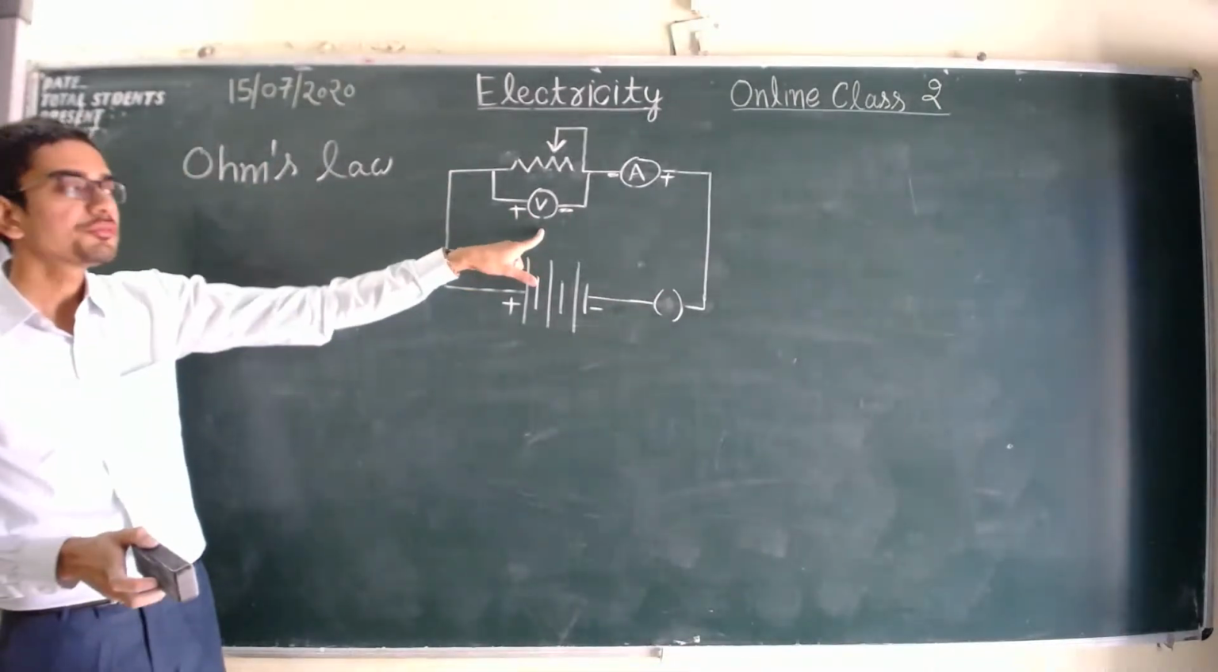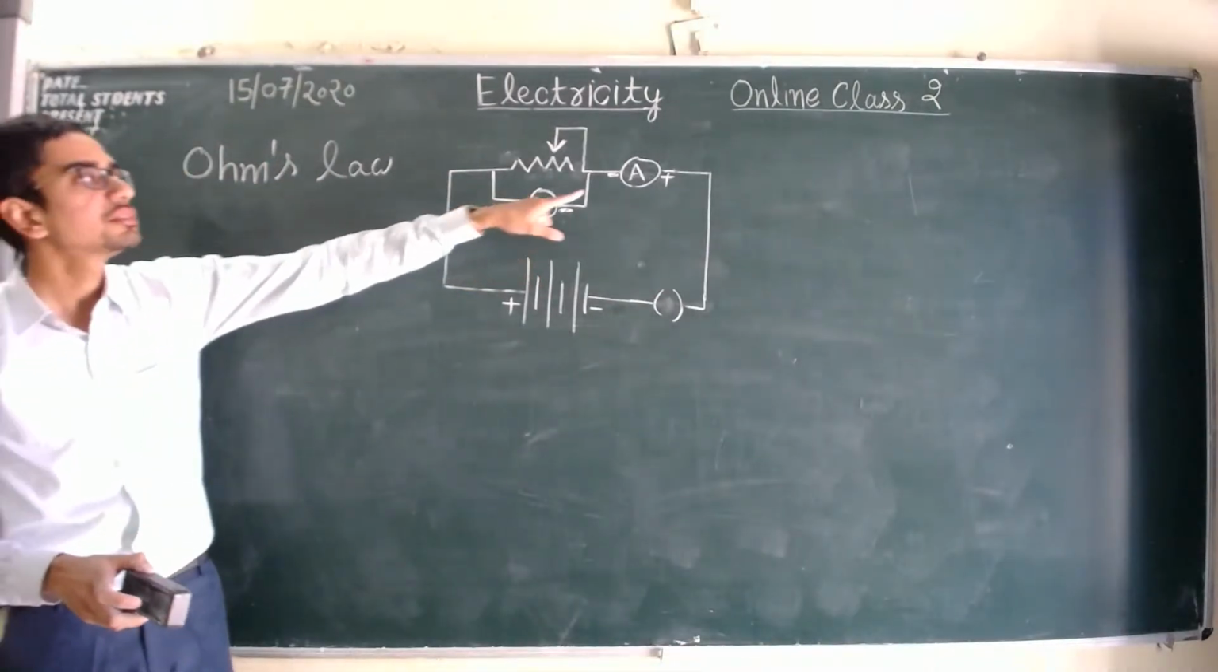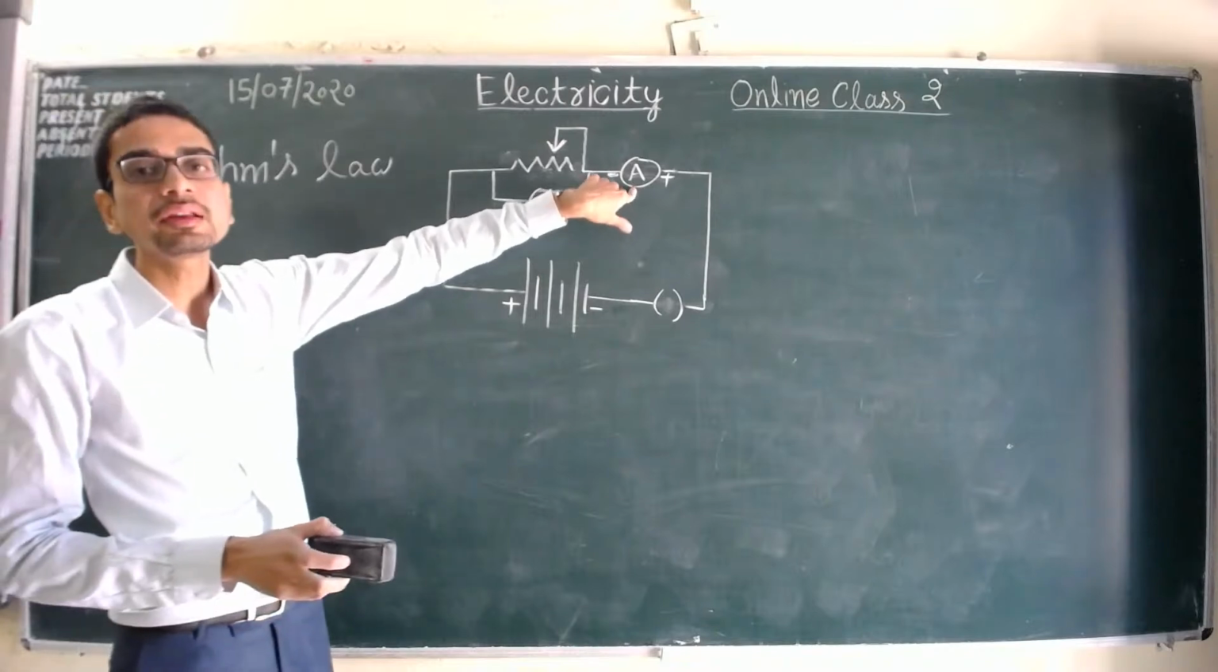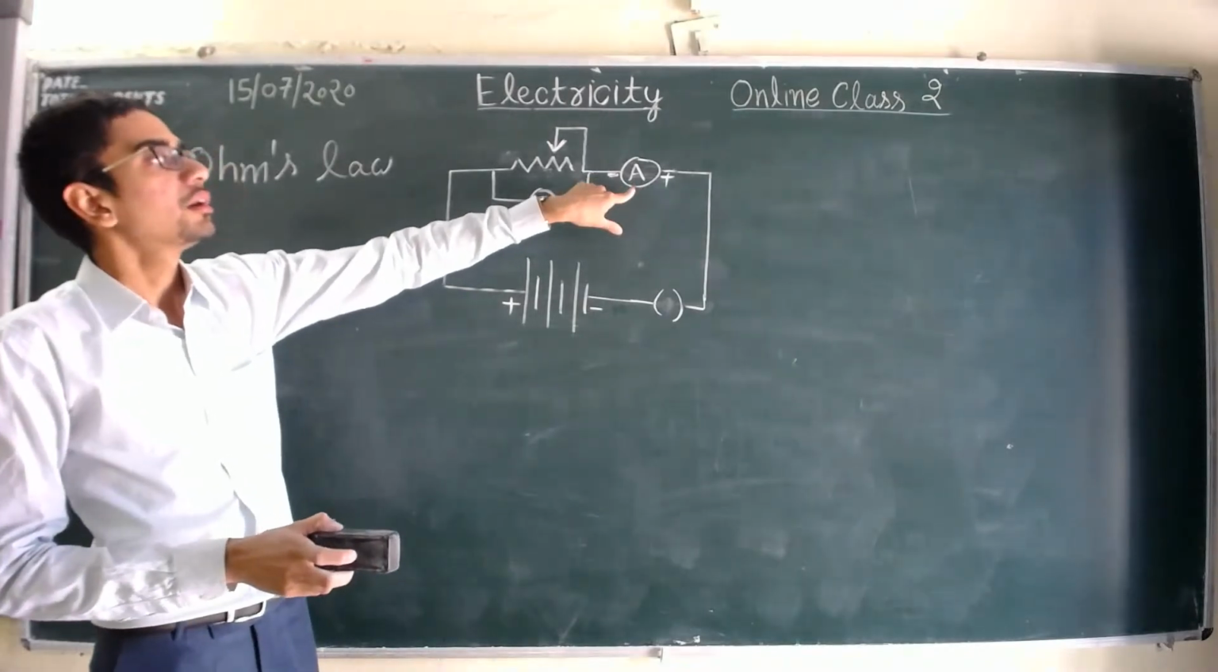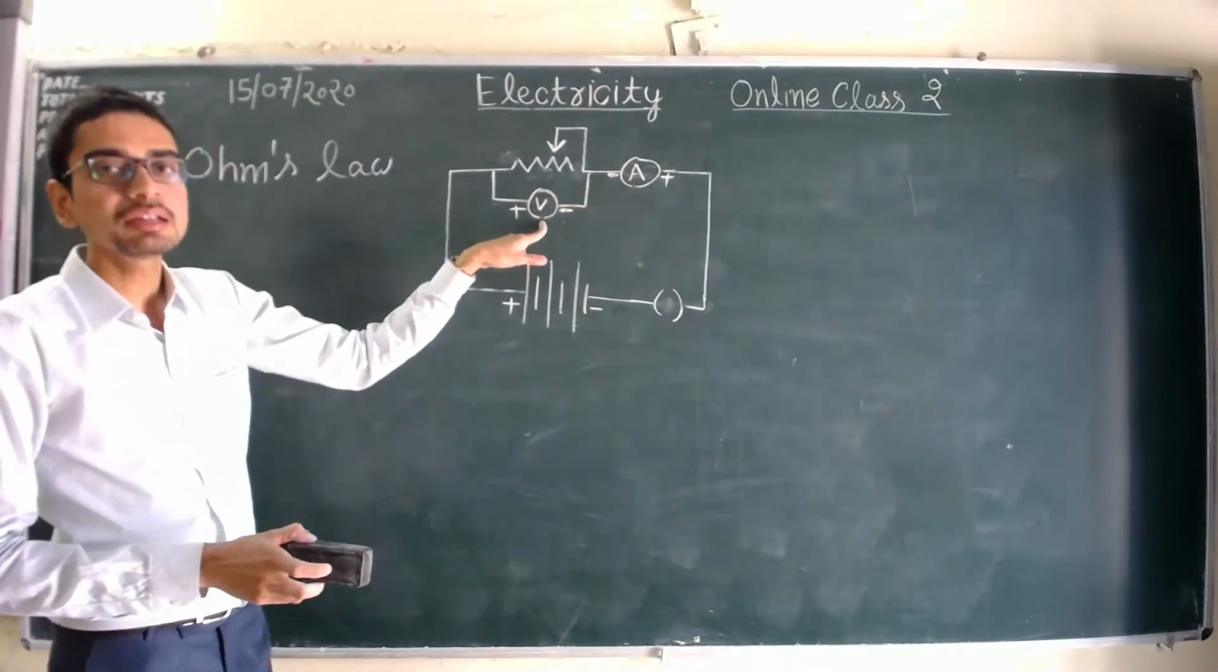This is a voltmeter. V measures voltage. This is A, ampere, the ammeter. The ammeter measures current. Ammeter is connected in series, voltmeter in parallel.